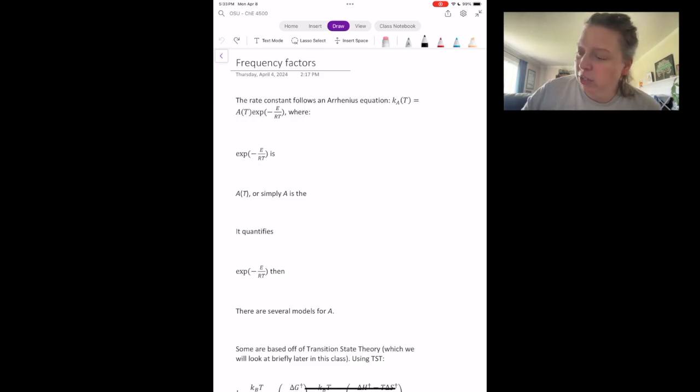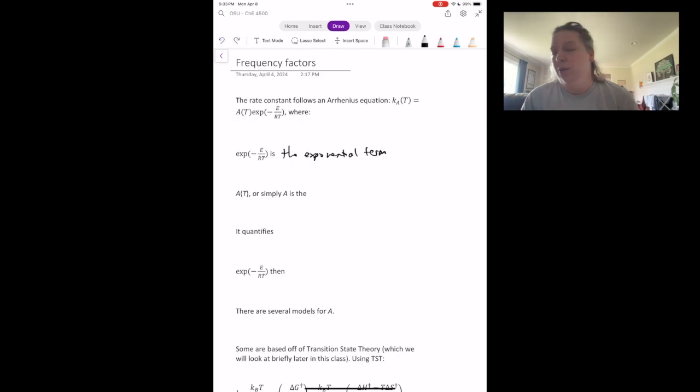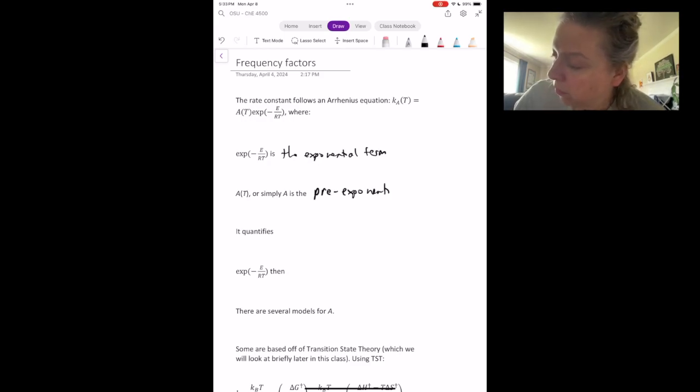So in this expression, this term here is the exponential term. And this term, A of T, or usually we just refer to it as A, is usually a function of temperature, but a lot of times we ignore that. This is going to be the pre-exponential term. And we also call it the frequency factor.